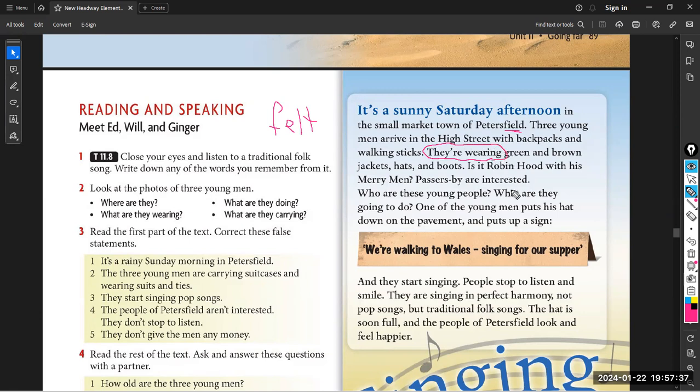They are wearing. They're wearing. Bravo. Of course, when it is written in the abbreviation, I have to pronounce it as it is written. Yes. So it is they are wearing. And this one is they are singing. Bravo. So this is they are singing. This is they are wearing a green and brown jackets. Thank you so much. You have a good reading skill.